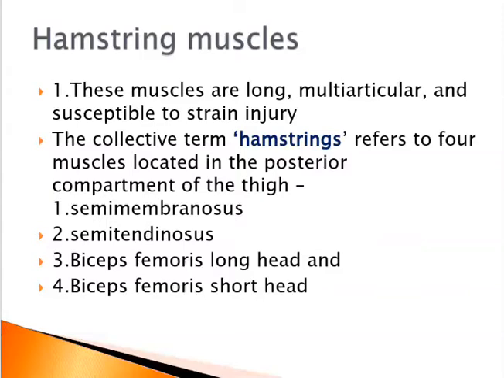And the collective term hamstrings refers to four muscles located in the posterior compartment of thigh, and those four muscles are semimembranosus, semitendinosus, biceps femoris long head and biceps femoris short head. So these are the four muscles that are usually classified as hamstring muscles.